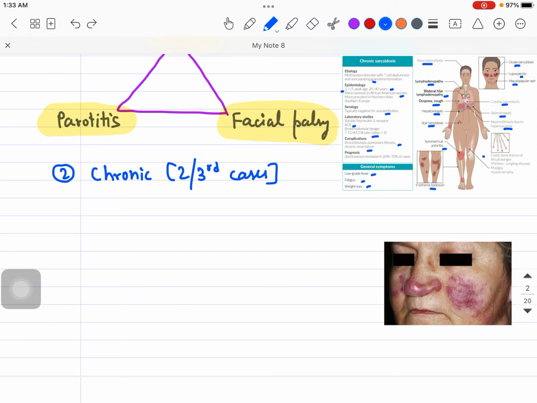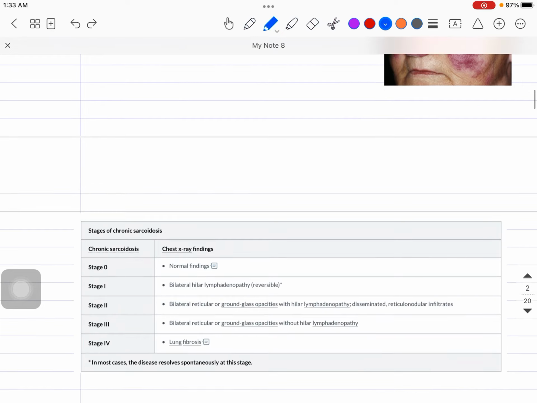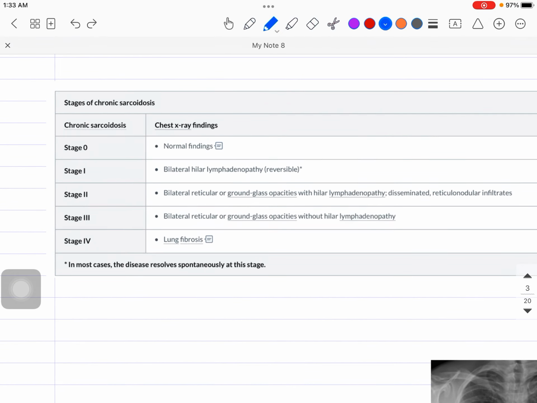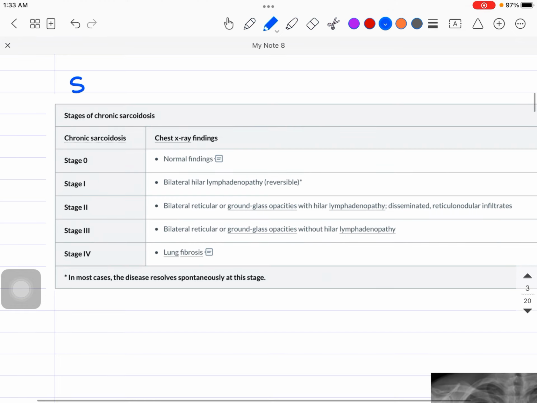Okay, I hope you are clear till here. Now we have talked about the pulmonary involvement. We have talked about the extrapulmonary involvement also, outside the lungs: skin, joints, kidneys, spleen, heart. Other things also we have talked about. Now we are going to the staging of this particular problem. For staging of chronic sarcoidosis, we have 5 stages in total. So let's talk about the stages of sarcoidosis.